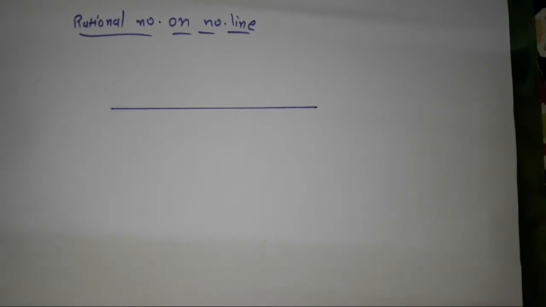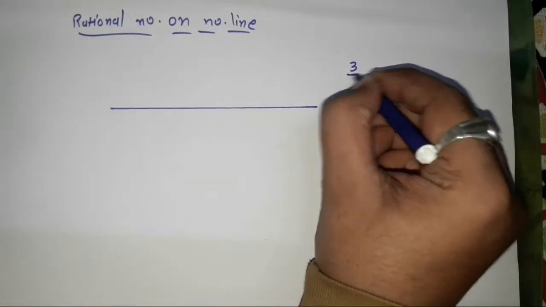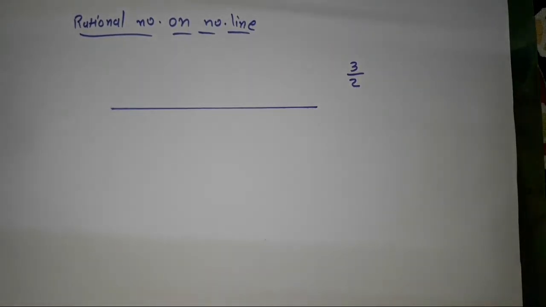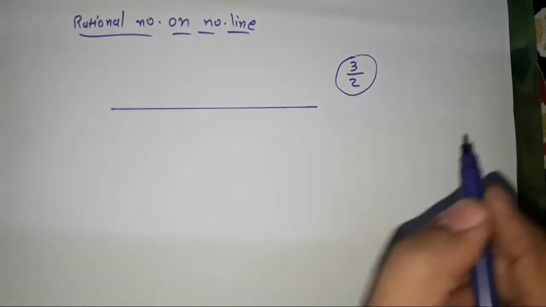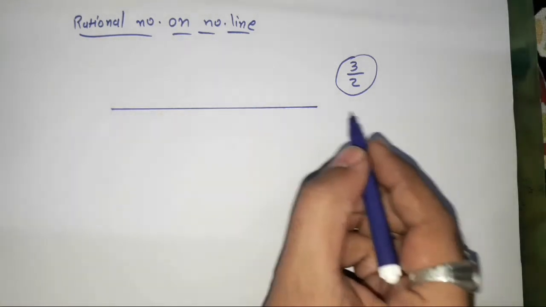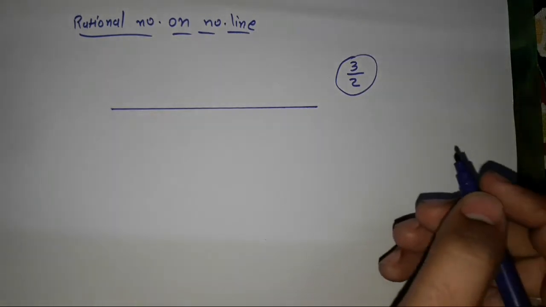So that means how to represent any rational number on a number line. So for that, for example, if I have to represent 3 upon 2 on the number line, how can I represent this number? Before that, on the number line, on the right side there are positive numbers, on the left side there are negative numbers, and at the middle 0 is there. That we all know. So now I have to represent 3 upon 2. 3 upon 2 is a positive number.